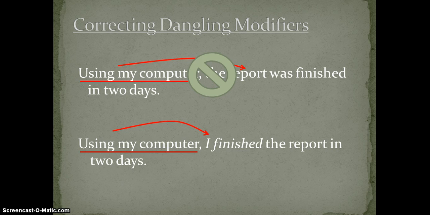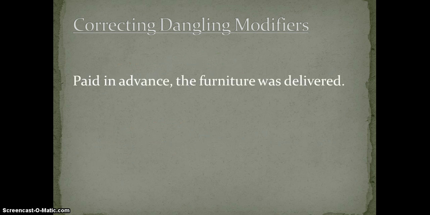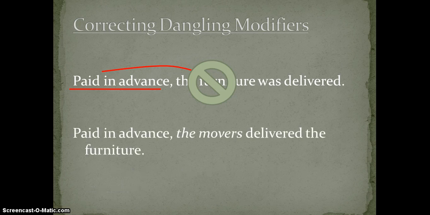I was. So ask yourself questions as you're writing to make sure that your modifiers are not dangling or misplaced modifiers. Another example: paid in advance, the furniture was delivered. Again, right now we don't have who or what was paid in advance. We have the furniture. If my furniture paid for things, I'd be pretty happy. So this again is incorrect. It's a dangling modifier. To fix it: paid in advance, the movers delivered the furniture. So now we know who or what was paid in advance. The movers were paid in advance.